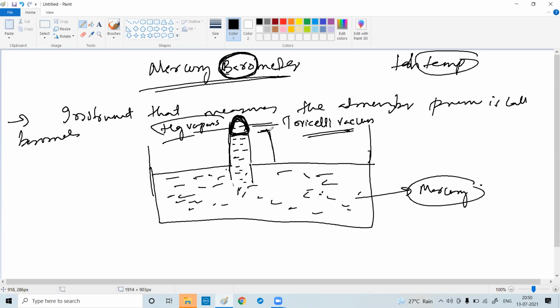This length, this height, which height? From the top surface of the mercury till the level the mercury reaches inside the glass tube, that is the height h. It is not 1 meter; the glass tube is 1 meter in total. The height from the liquid surface up to where the liquid rises is called height h.